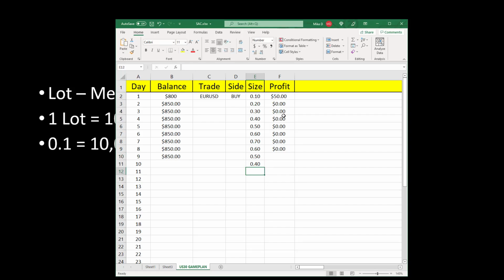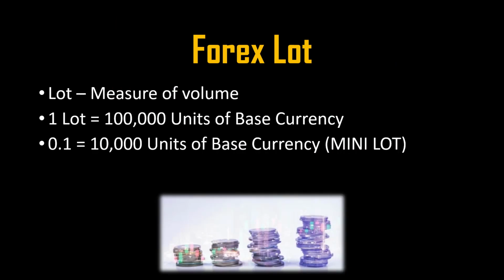You scale down, and then slowly scale back up until you get to like one lot. Or again, you could start at one lot and work your way to 1.25, 1.50, 1.75, 2.00, or you can go from one lot to two lots to three lots to four lots. It's really however you want to do it, okay?